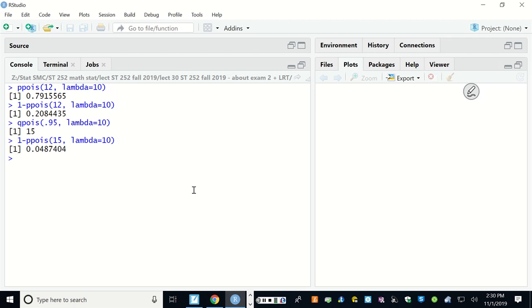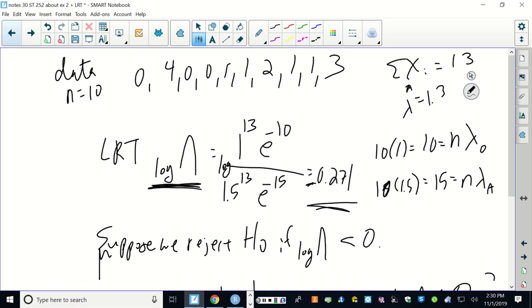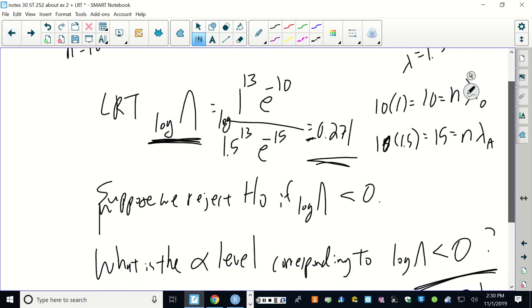So if we want to test at a 5% significance level, for this case the likelihood ratio test says reject if the sum is over 15. Why did you use 12 instead of 13 before? Let's see what it was back over here. So we had 13. This one was at 13.